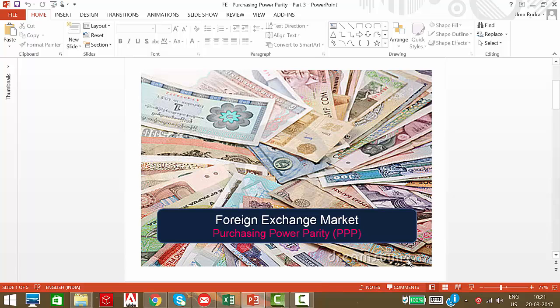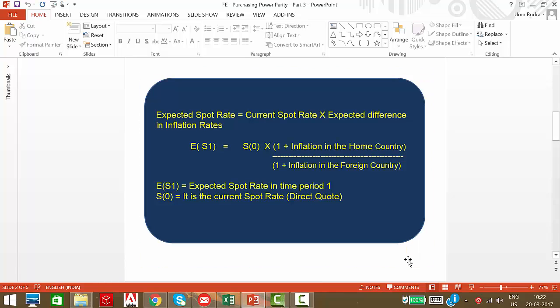Hi everybody. In this session, we will be seeing more illustrations on purchasing power parity. Just to refresh our memory, in case of inflation differences as per purchasing power parity theory, the expected rate would be the current spot rate into 1 plus inflation in the home country, divided by 1 plus inflation in the foreign country.